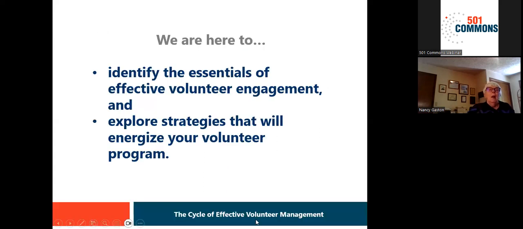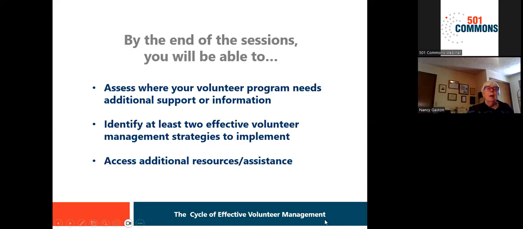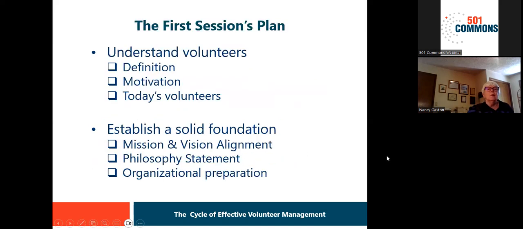So we're here over the 3 sessions to identify the essentials of effective volunteer engagement and explore strategies that will help you get there. And by the end, you should be able to assess your program's needs. And this is important, identify at least 2 things you can do starting immediately to reach that goal. We'll also help you access additional resources and assistance.